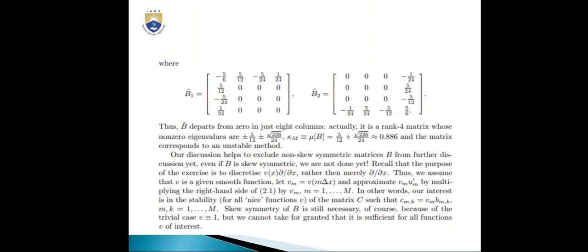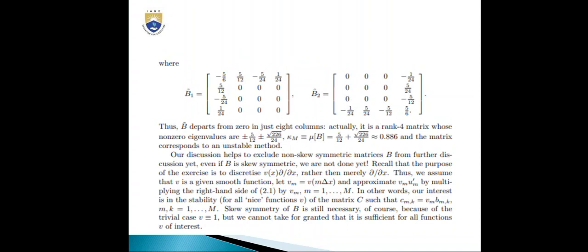Our discussion helps to exclude non-skew-symmetric matrices B from further discussion. Yet even if B is skew symmetric, we are not done. Recall that the purpose of the exercise is to discretize μ(x) ∂/∂x rather than merely ∂/∂x. Thus, we assume that μ is a given smooth function.